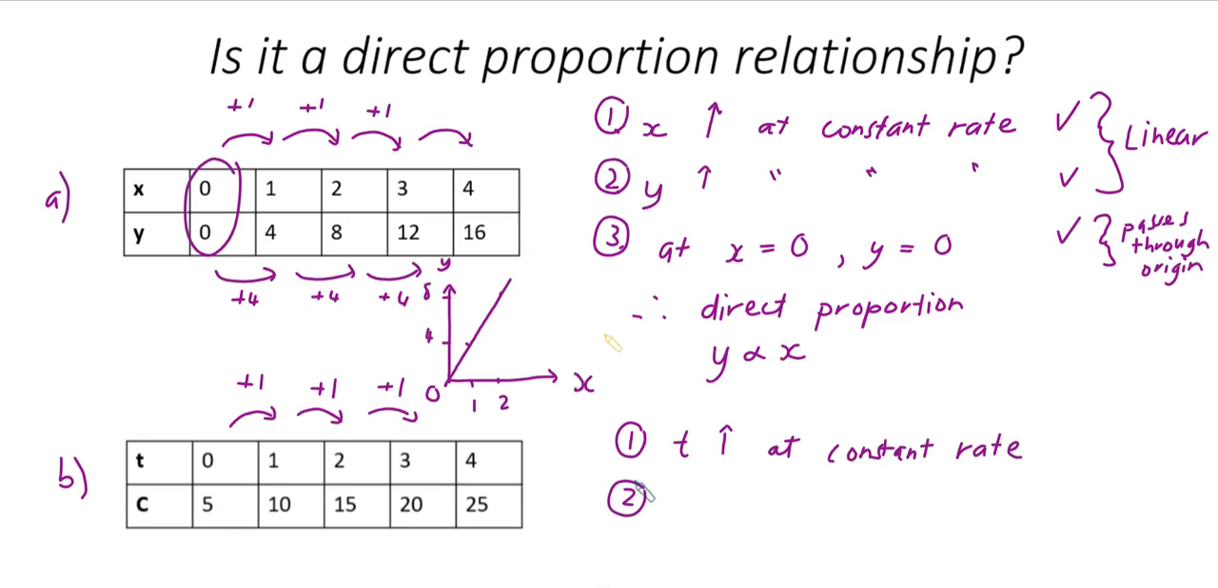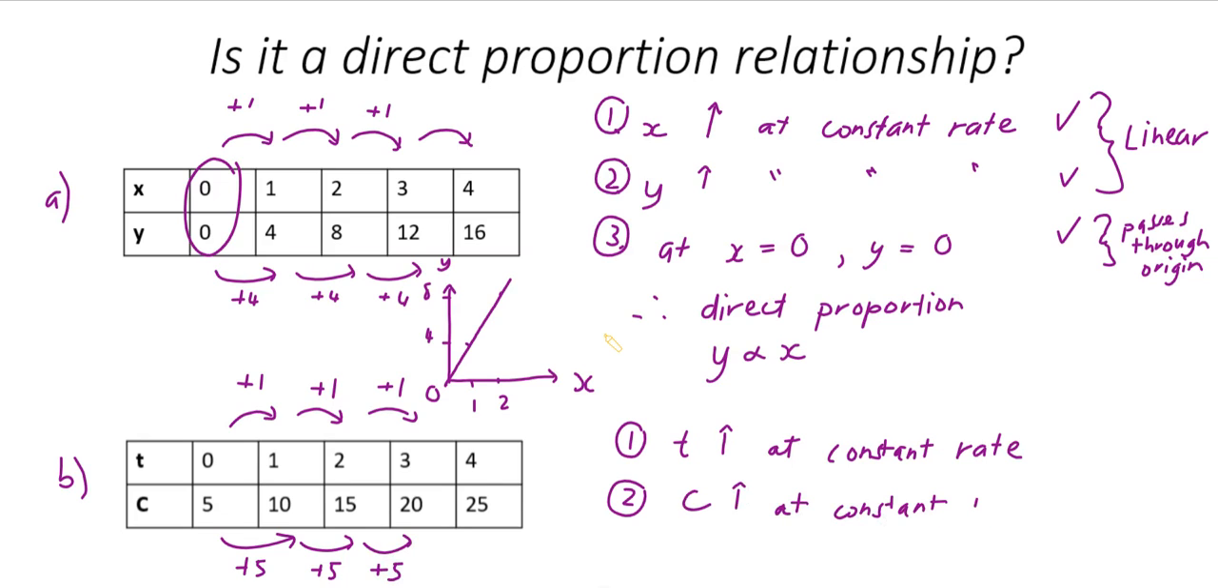Step 2, we check our C values, which were just our Y values up here. Is C increasing at a constant rate? 5 plus 5 is 10, 10 plus 5 is 15. So C is increasing at a constant rate.